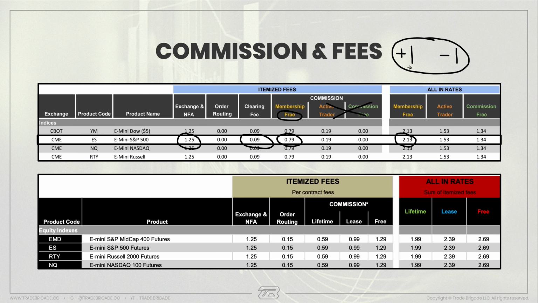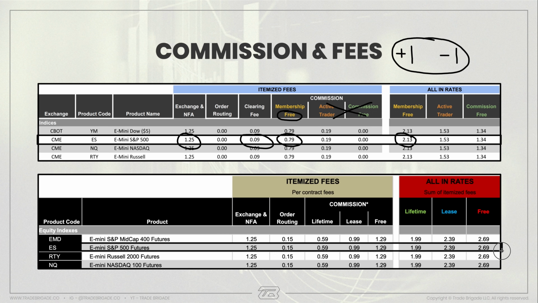Very important to understand. In the example down below here, again, we have an ES and we have a number of different tiers we can join. We'll focus on the free one, which is here. And let's go through our fees, right? We have the same exchange fee. This time we have an order routing fee. And our free commission rate that goes to the broker is $1.29.